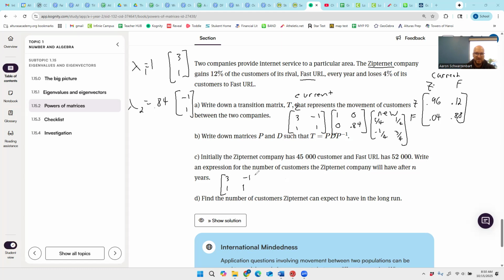We're just going to do D to the N. So 1 to the N, 0, 0, 0.84 to the N. It's the same concept, because if we go to infinity, it'll be 1, 0, 0, 0.